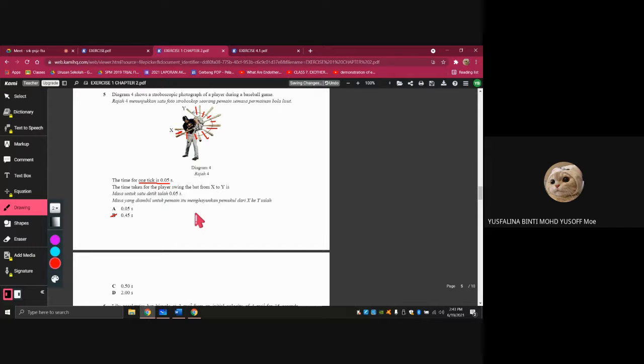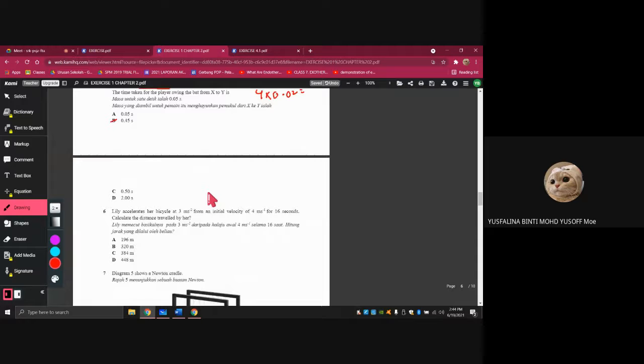It's the same as a ticker tape, right? If you have a ticker tape, one tick is 0.02. For that one they say you have 1, 2, 3, 4, so 4 times 0.02. But for this one, they use a stroboscope.